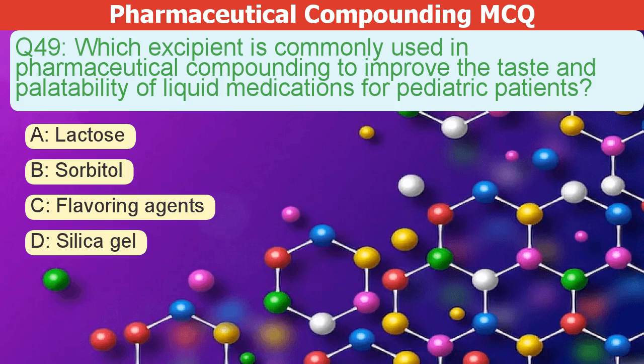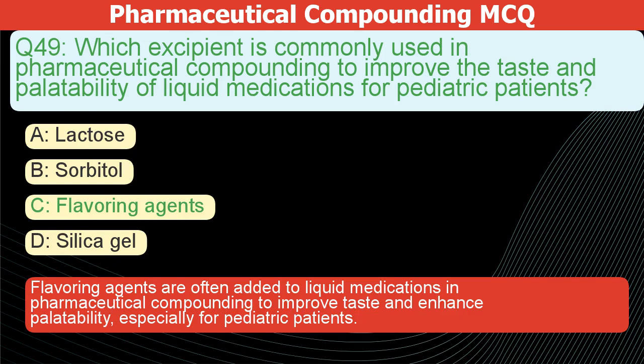pediatric patients? A. Lactose. B. Sorbitol. C. Flavoring agents. D. Silica gel. The correct answer is C. Flavoring agents are often added to liquid medications in pharmaceutical compounding to improve taste and enhance palatability, especially for pediatric patients.